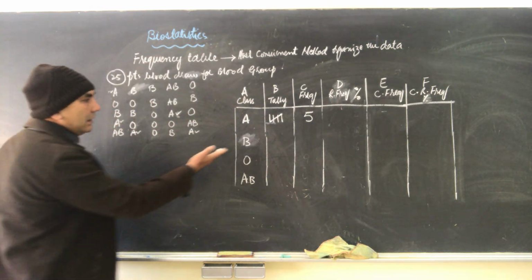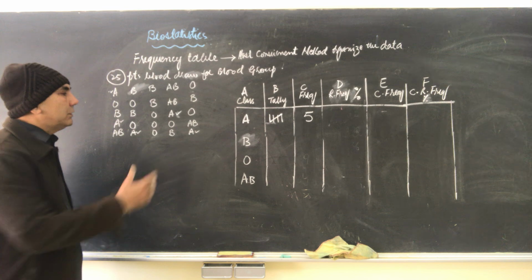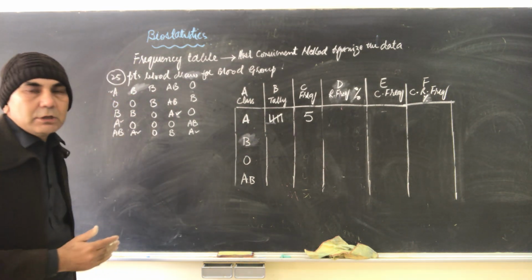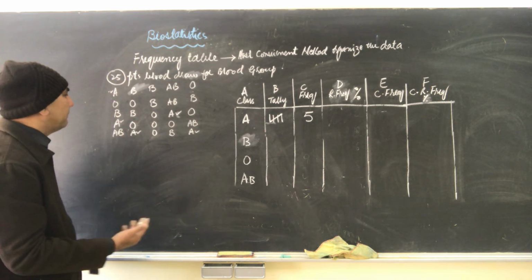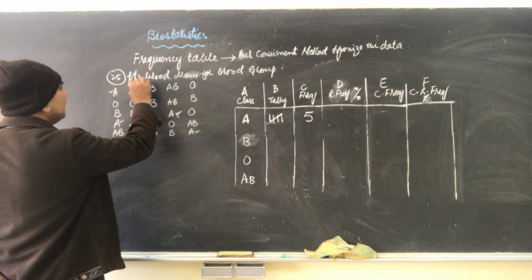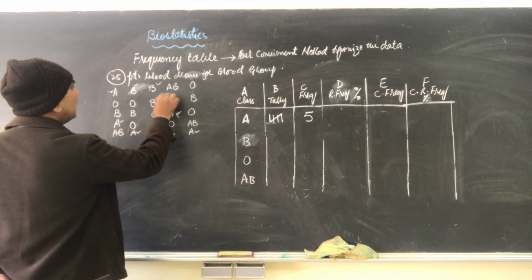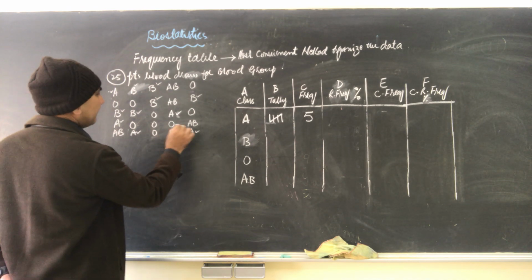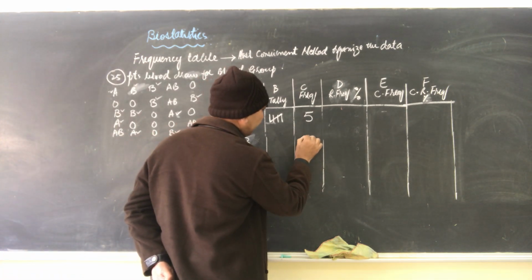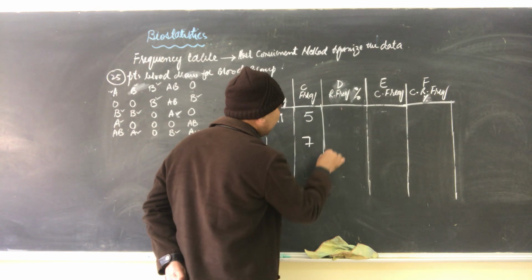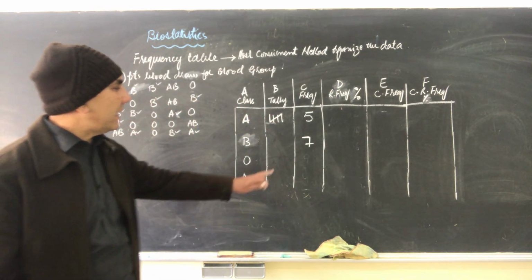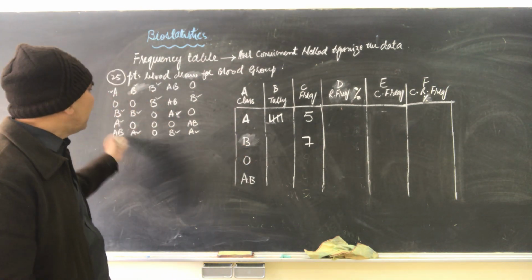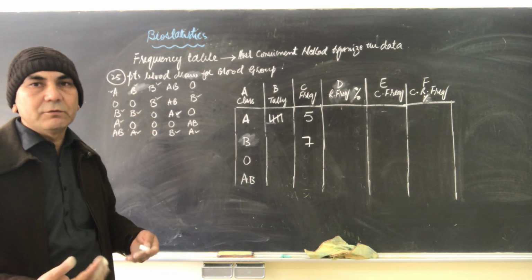Now we will go for the second, the B group. How many B group patients are present among the 25 sample size? Now we will count 1, 2, 3, 4, 5, 6, and 7. So the frequency of 7 says that 7 patients with blood group B are present among the 25 patients.